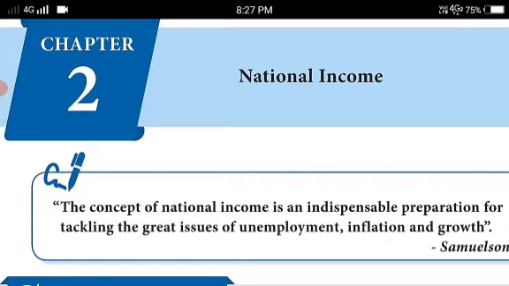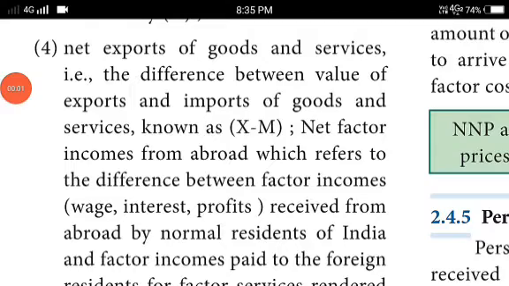It includes 5 types of final goods and services. What are they? Consumption, investment, government expenditure, and net exports of goods and services, that is the difference between the value of exports and imports of goods and services, which is known as X minus M.